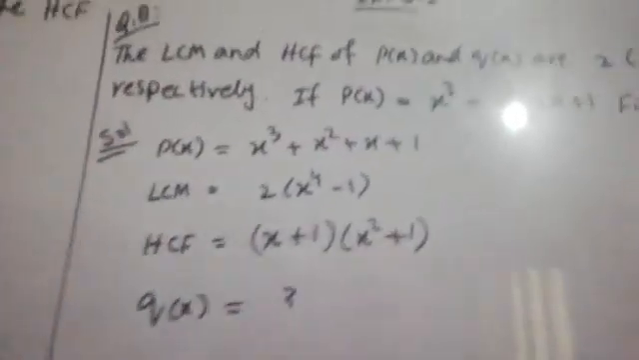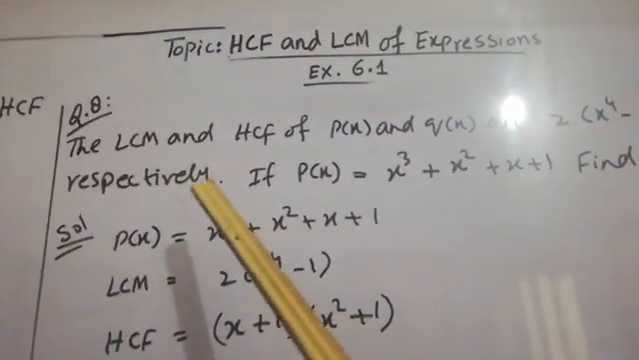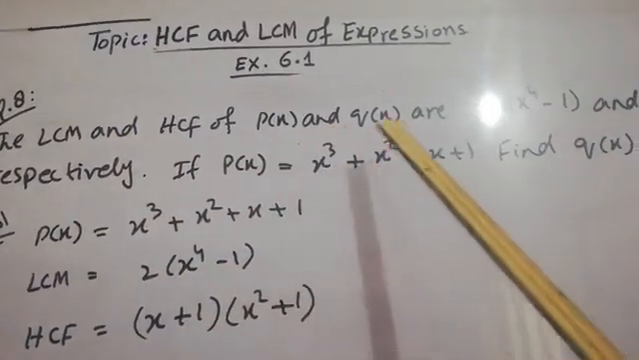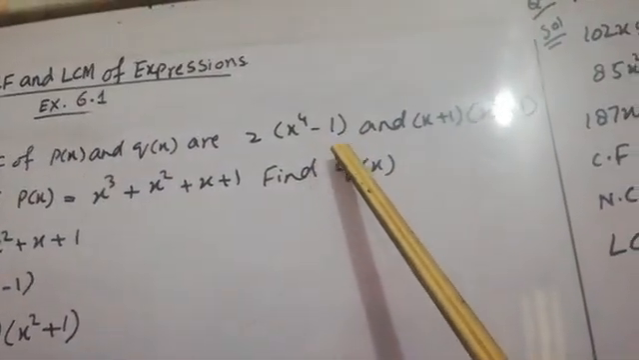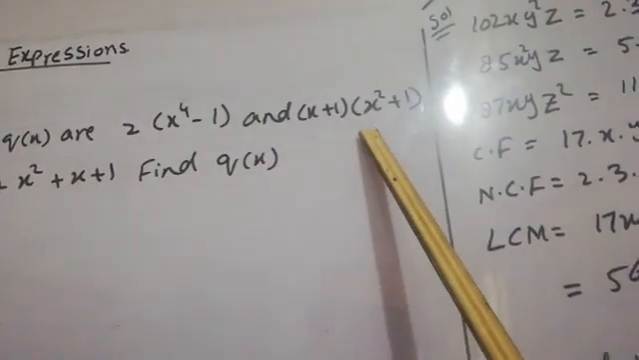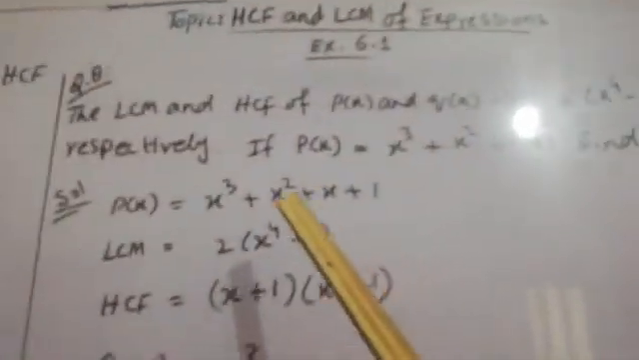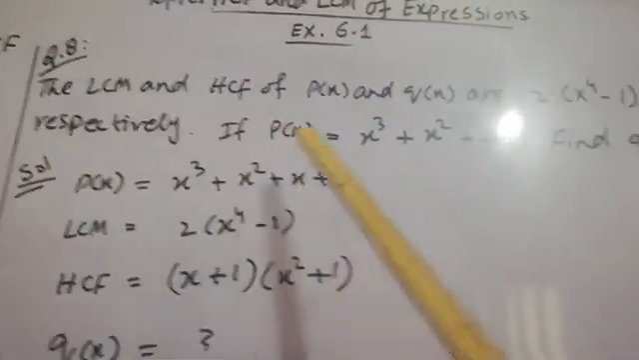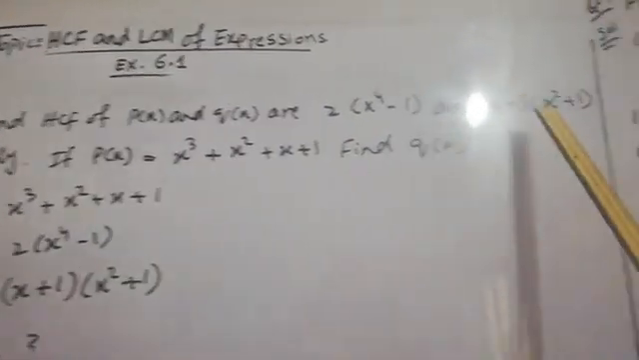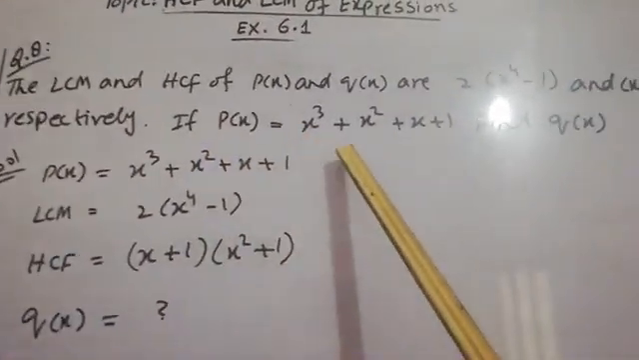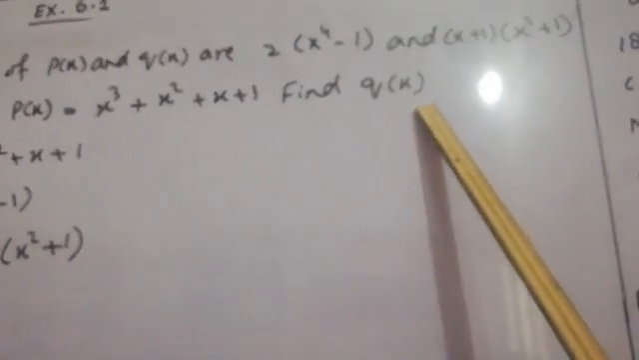Question number 8, the last question of this exercise. The LCM and HCF of p of x and q of x are 2 times x raised to power 4 minus 1 and x plus 1 into x square plus 1 respectively. Respectively means the first value is for the LCM and the second value is for the HCF, and the first polynomial is given here, and find the second polynomial.